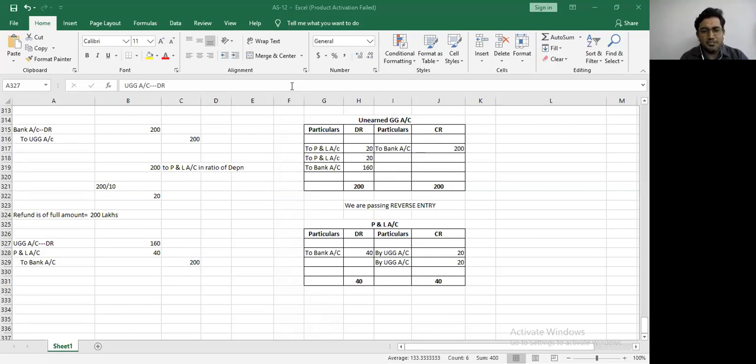So the answer to your question is, if government grant refund is to be made for revenue expenditure, then you will debit the profit and loss account. The answer to your question is you will debit the profit and loss account, right? I hope, Raj, that solves your doubt.